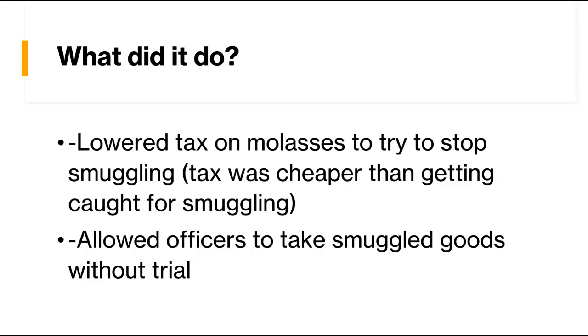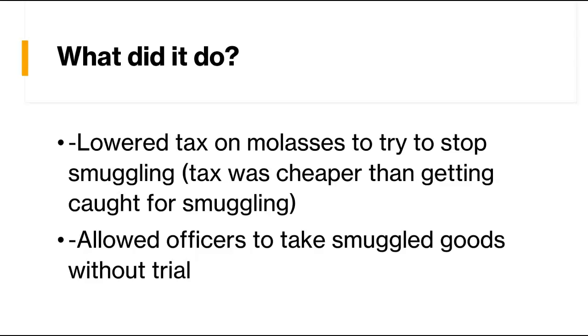And then if they got caught, they had to pay court costs and a bunch of heavy fines. And it was more expensive, obviously, if you got busted. So the British had this idea, okay, let's lower the tax on molasses, which is used as a sweetener, as a sugar, to try to stop smuggling. So to pay the tax on molasses would still be cheaper than getting caught for smuggling.